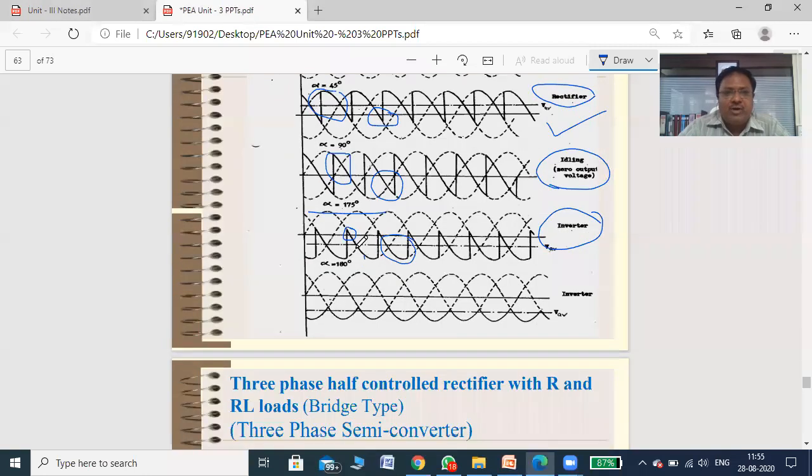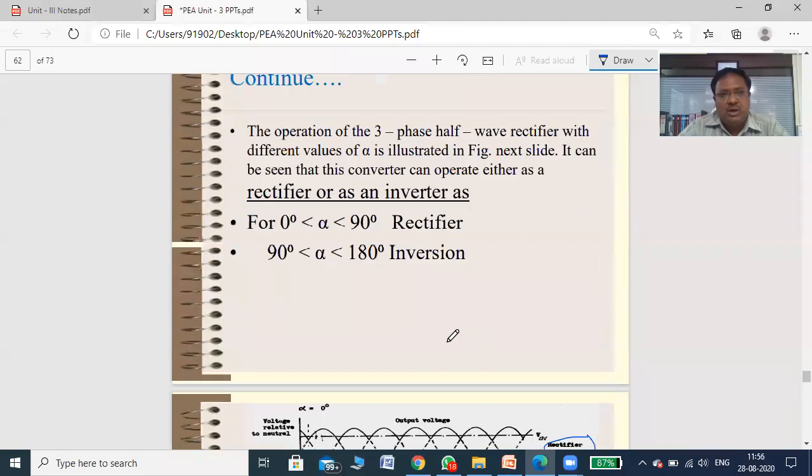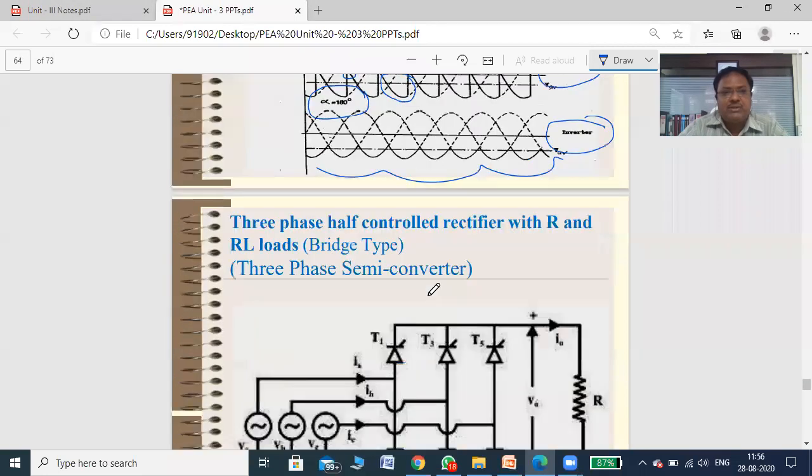You can see here alpha equal to 180. At that time you will get only a negative part, so that is a complete inverter operation. This we have already seen in a previous lecture.